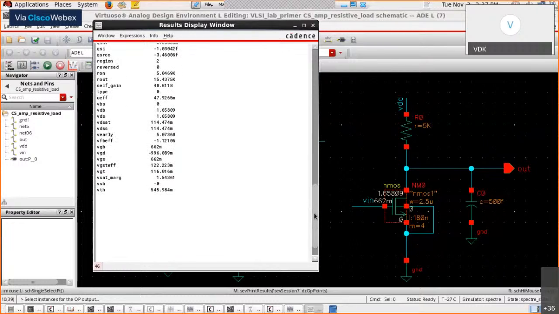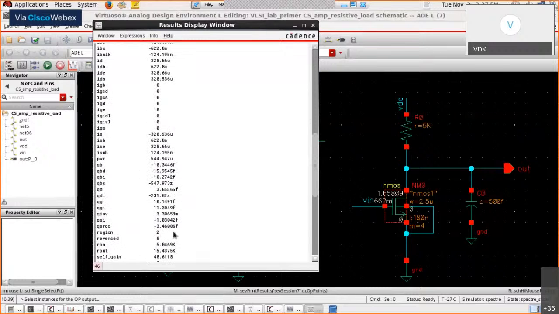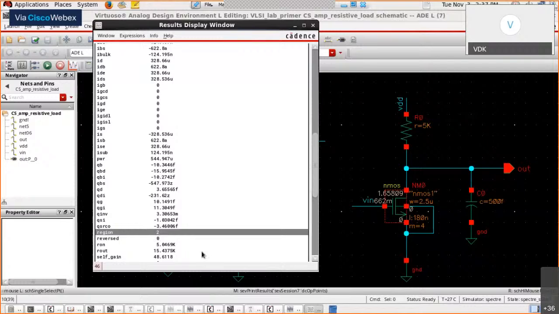Of interest to us are essentially, first of all, the region of operation. Can you check that? Region is 2. So please note that there are basically 4 regions specified by Cadence Spectre Virtuoso, right? Region 2 corresponds to saturation region of operation. Region 1 corresponds to linear region of operation. Region 3 corresponds to pinch off, and region 0 is cutoff. All right. So it is in region 2, so the MOSFET is indeed in saturation.